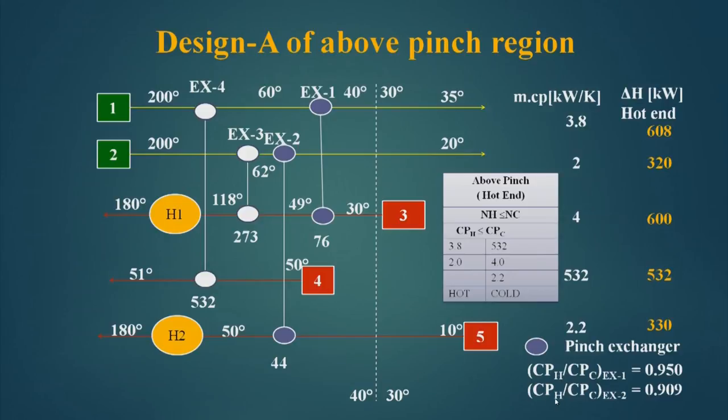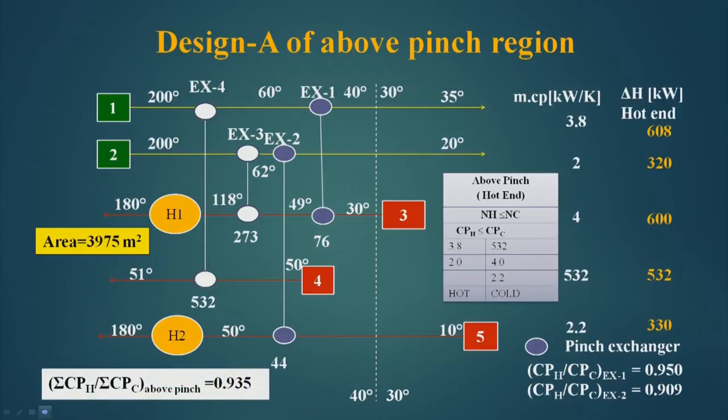Now, if we compute the CPh by CPc ratio of heat exchanger number 1 and heat exchanger number 2, which are pinch heat exchangers, then the ratio is 0.950 and 0.909. And if we see the summation of the CPh by summation of the CPc ratio above the pinch, this is 0.935. Now, if you compare the two, this value is almost equal to this value, meaning that these pinch heat exchangers are utilizing the driving force properly.